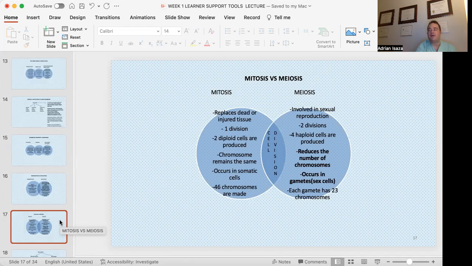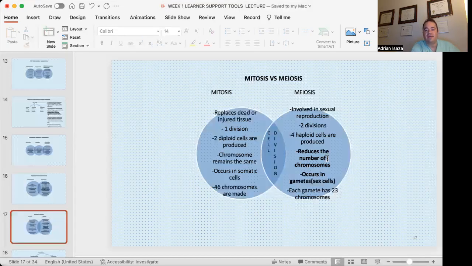Anyway, when we talk about sex cells, sperm and the ovum, that is known as meiosis, right? So with meiosis, as you see, I bolded it, there's a reduction of the number of chromosomes and it occurs in sex cells. I'm sure you know that.